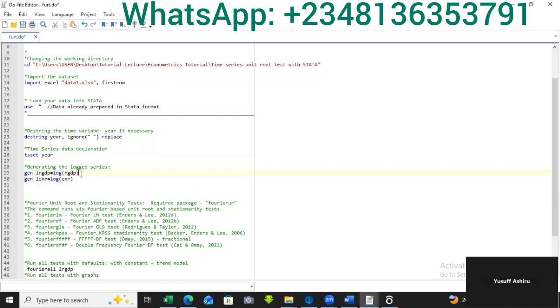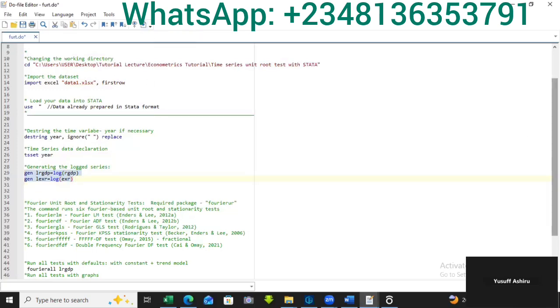So I want to generate the log of GDP. I generate the log series. This is the command: generate, then L GDP equals log of GDP. I'm running that. Let me also generate that of exchange rate, although I'm not going to use it in this class.